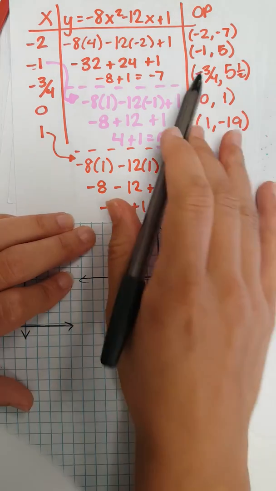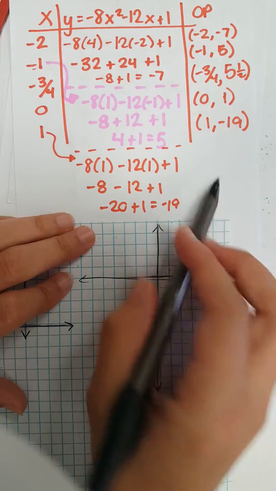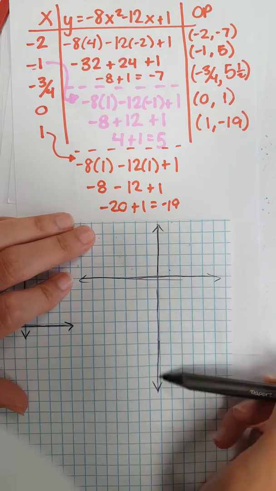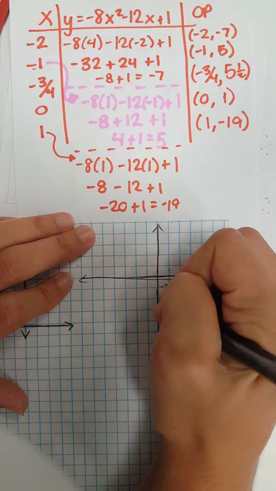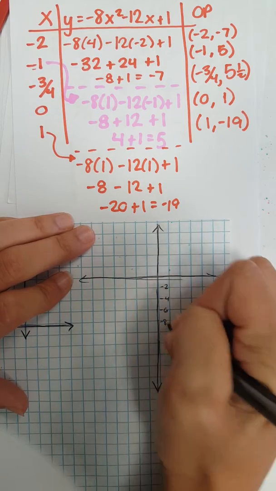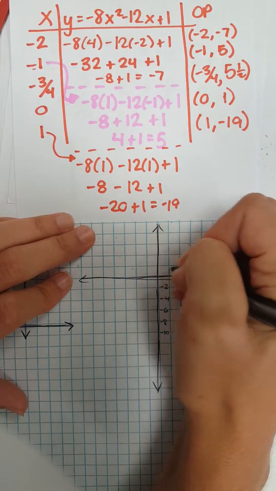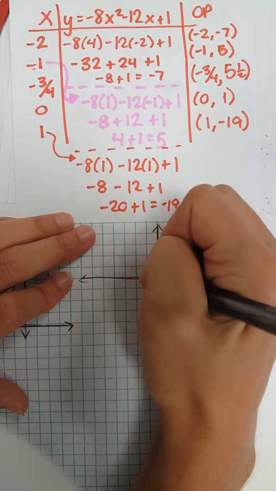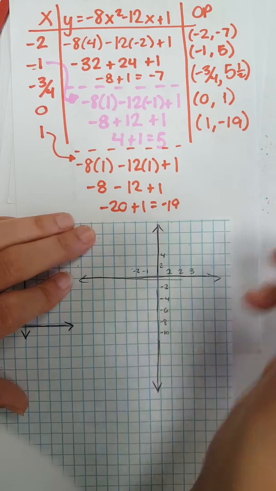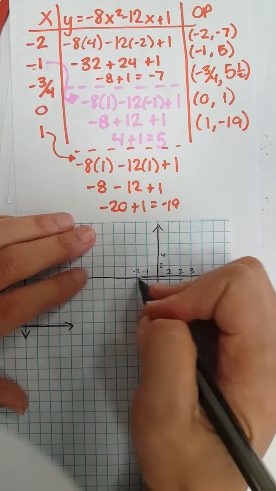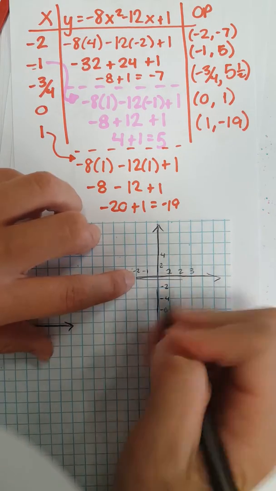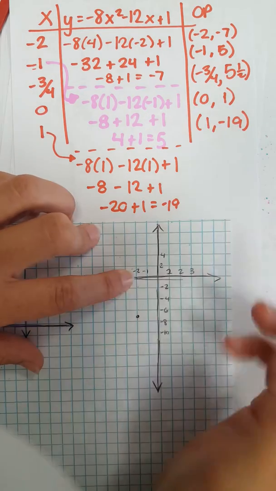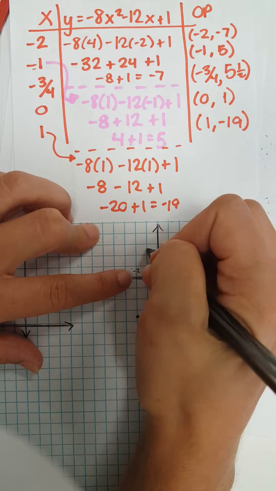Okay, so negative 2, negative 7. Let's see here. I'm going to have to get down to negative 19. No, I'm going to count by 2's. Negative 2, negative 4, negative 6, negative 8, negative 10, so on and so forth. But up here, I'm still going to count by 1's. That's fine. Okay, so let's see here. Negative 2, negative 7. So negative 2, 2, 4, 6, 7. Negative 1, 5, negative 1, 2, 4, 5.